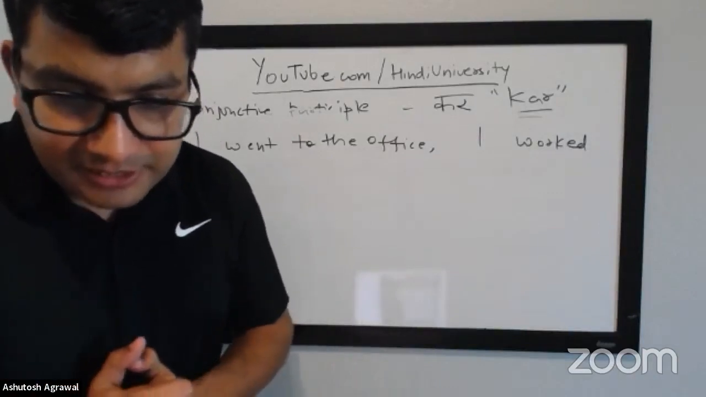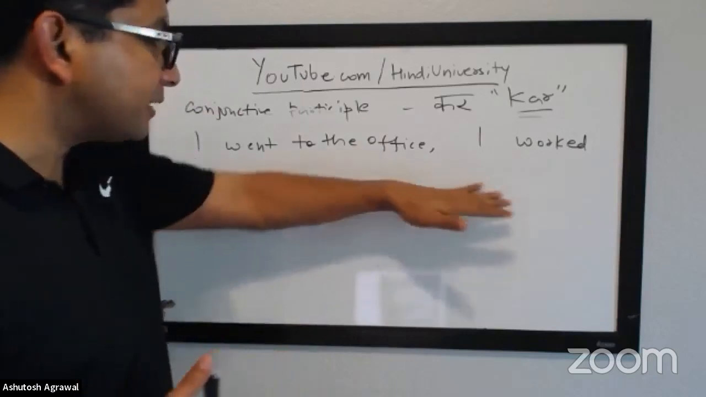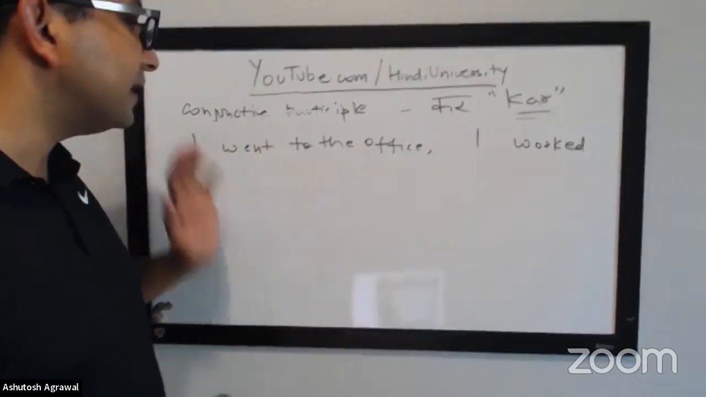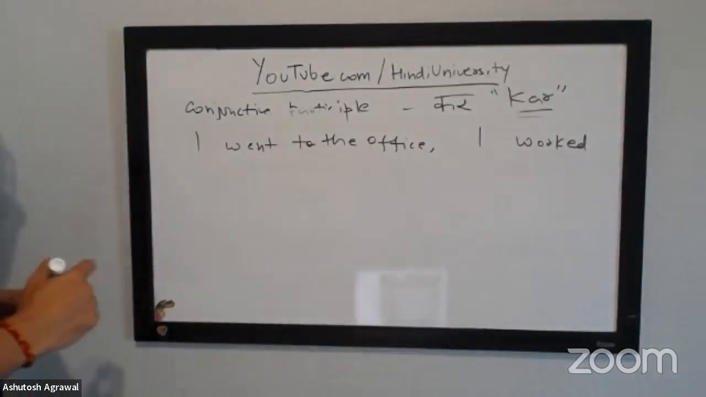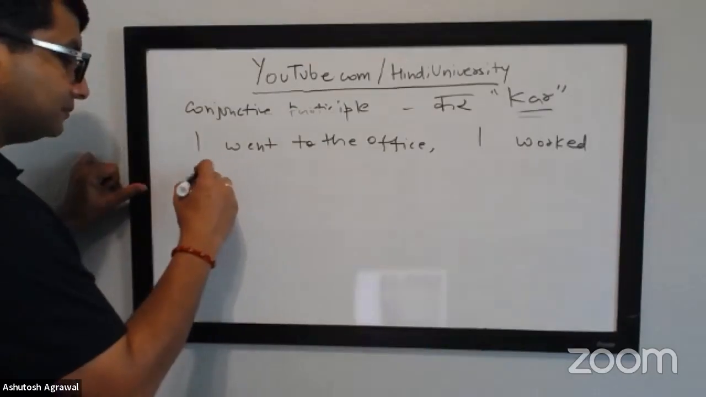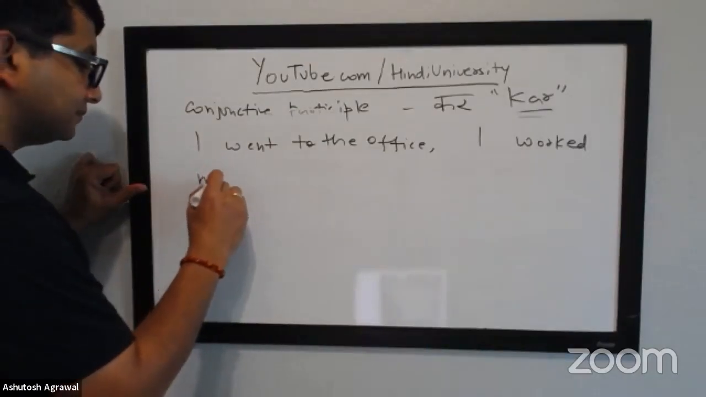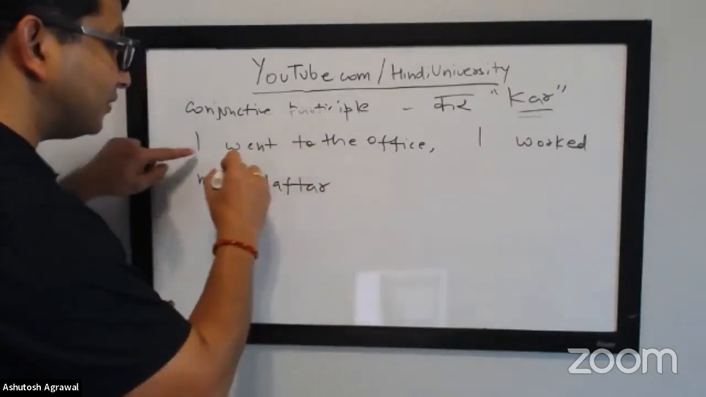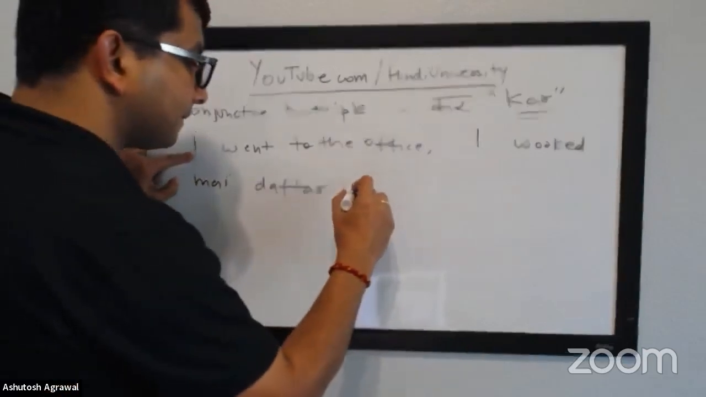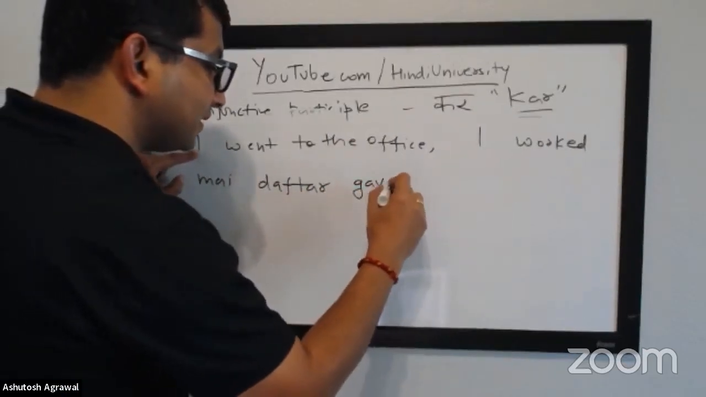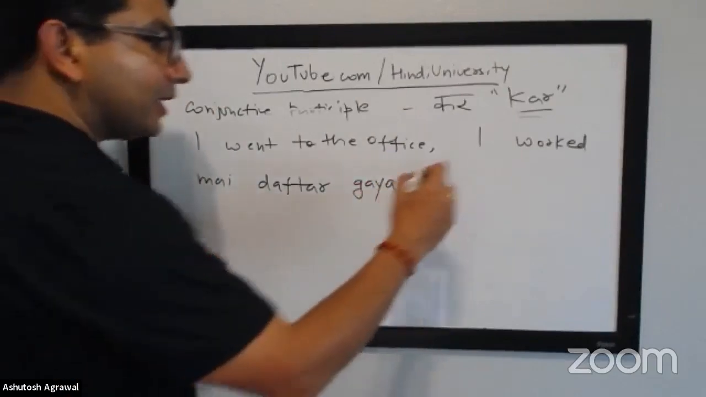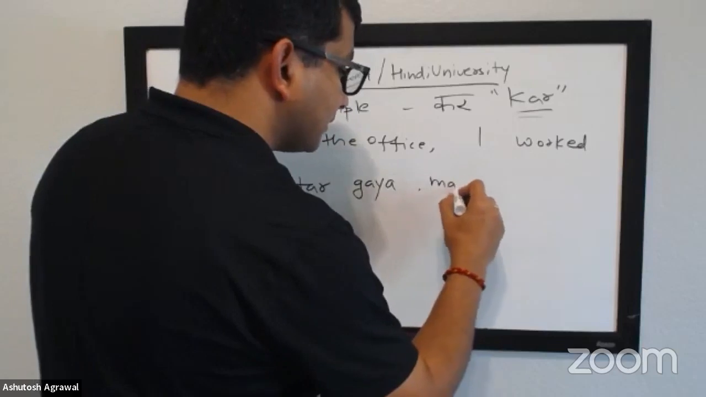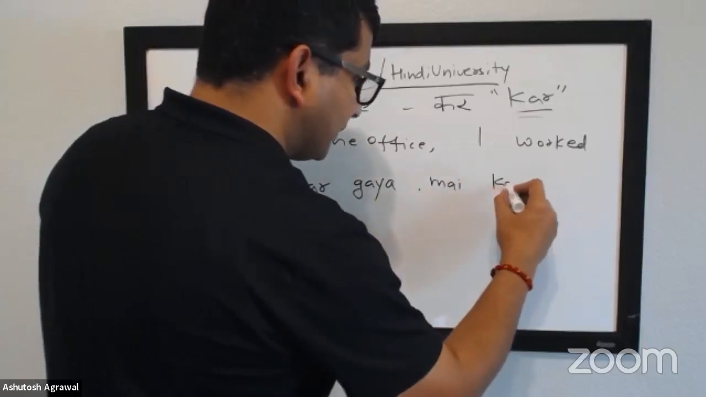So we'll talk to JDG. You help us. Don't worry about conjunctive participle for now. Write down both of these sentences just like you will say it in past indefinite. I went to the office, I worked. मैं दफ्तर गया. Very good. मैं दफ्तर गया. And then this one, I worked, would be मैं काम किया.